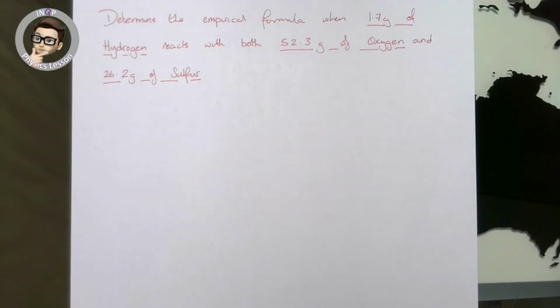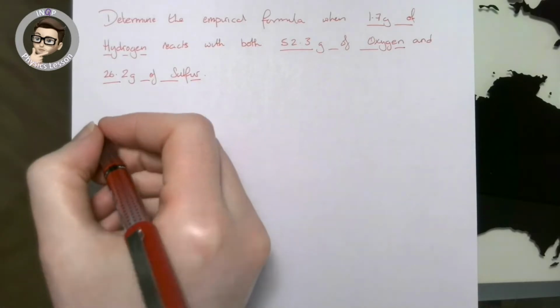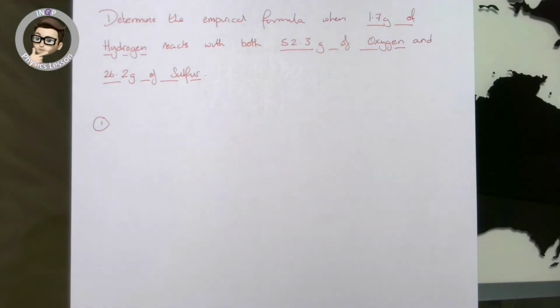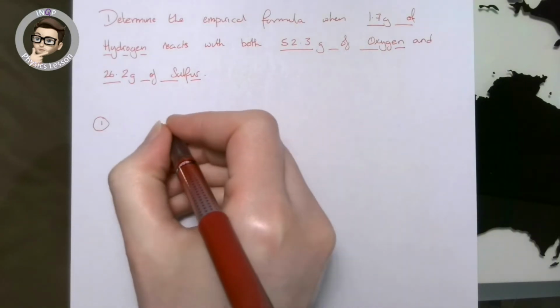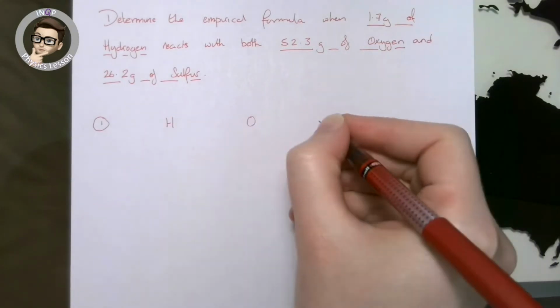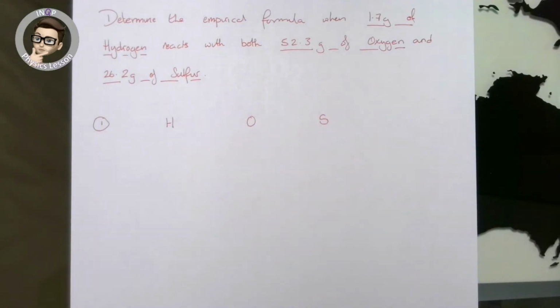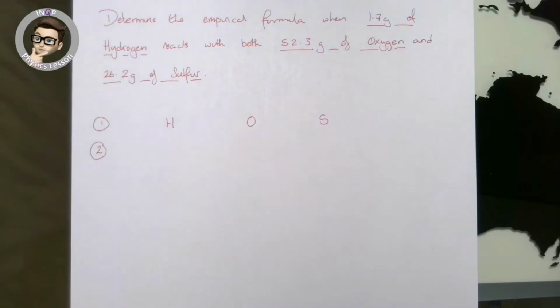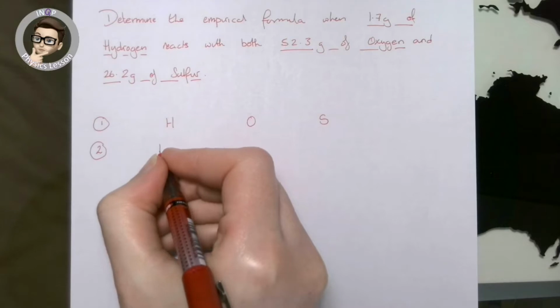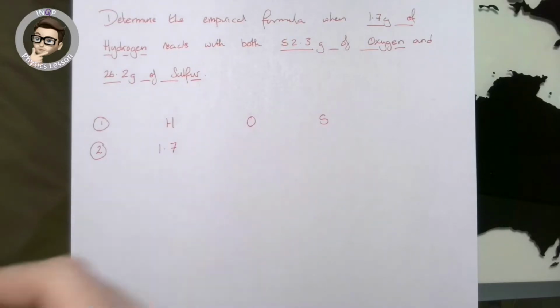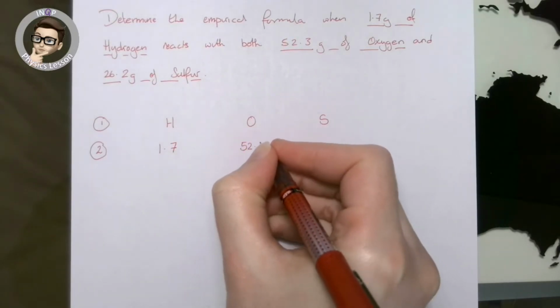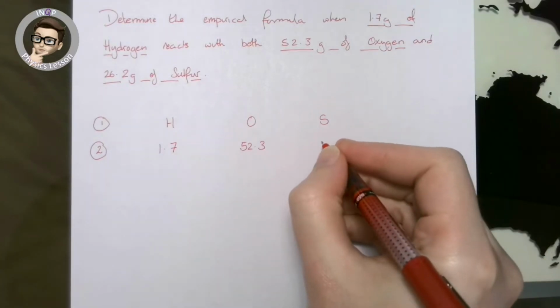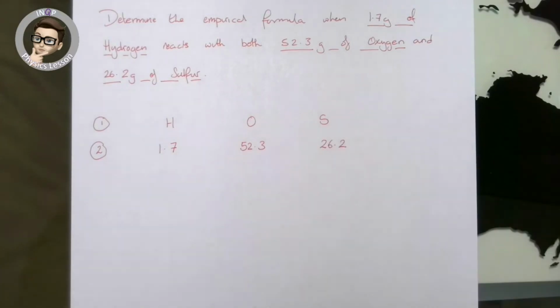So we've got 3 different elements that we're going to consider. So step 1 is to write down the different element symbols that we know. I'm going to write them in order. So I know I've got an H, I've got an O, and I've got an S: hydrogen, oxygen, and sulfur. Step 2 then is to write down the masses that were given in our question. So we know it's 1.7 of hydrogen, 52.3 grams of oxygen, and 26.2 grams of sulfur.